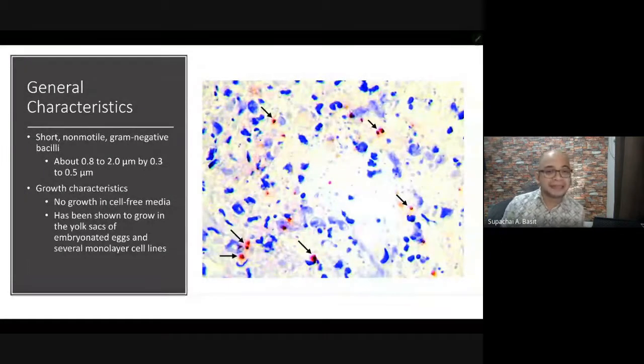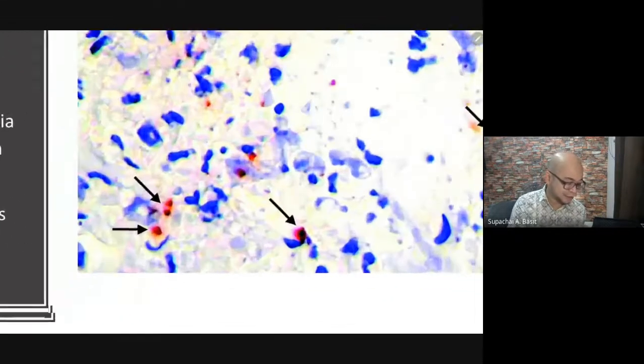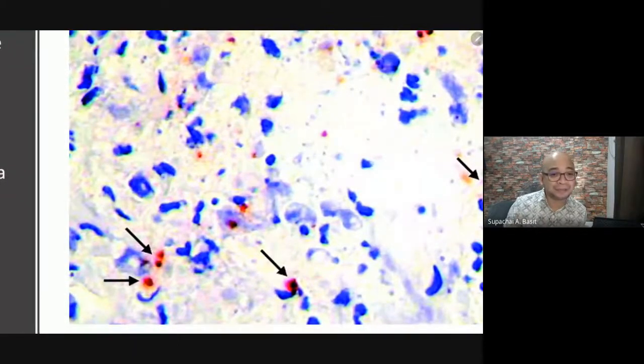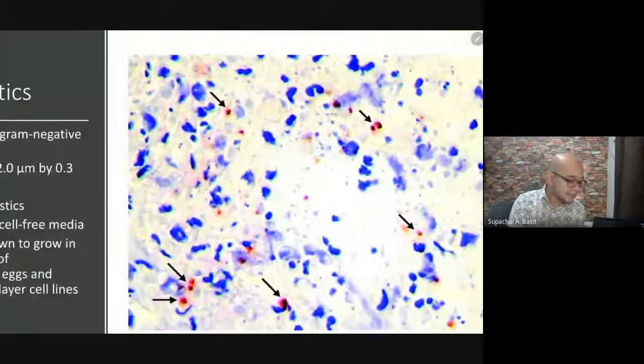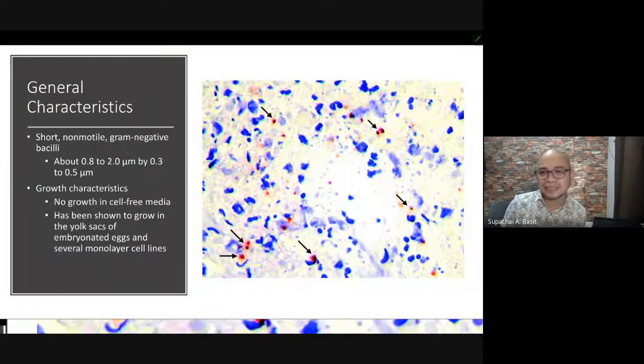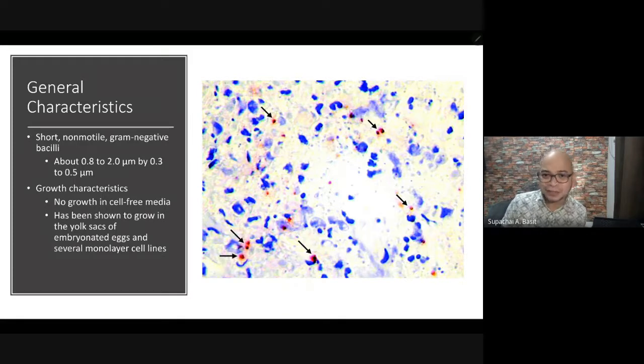Okay, so they cannot grow in cell-free media, meaning they have to grow inside a cell culture, and have been shown to grow also in the yolk sac of embryonated egg and several monolayer cell lines. So these are examples of cell culture. The red stained cells are cells with live Rickettsia, the one that you can see here. Unlike ordinary bacteria, which can simply grow in nutrient agar or blood agar plate, Rickettsia cannot.